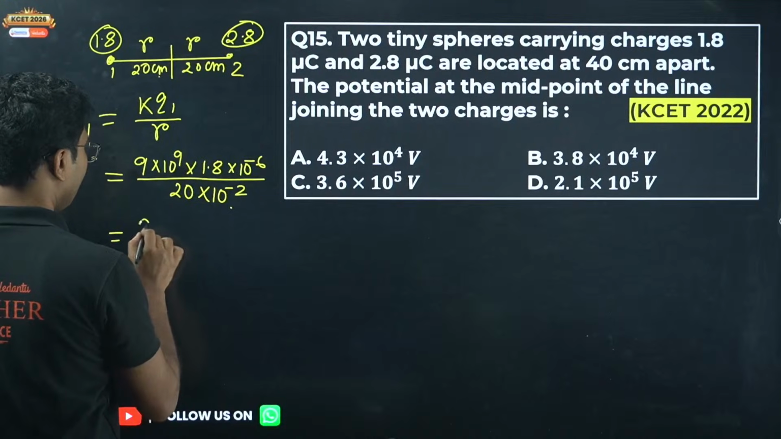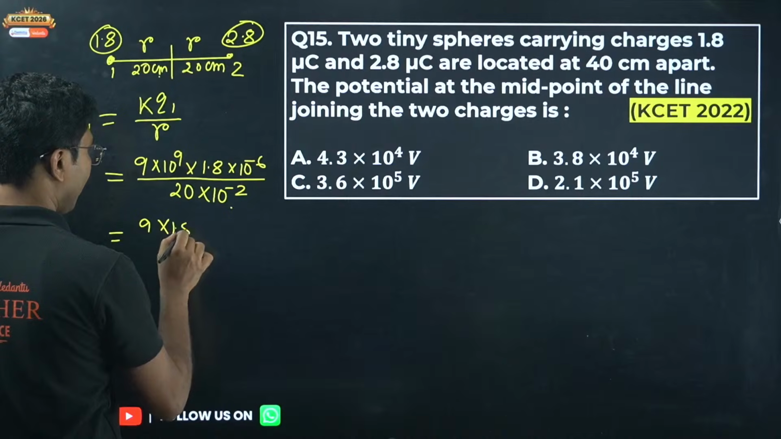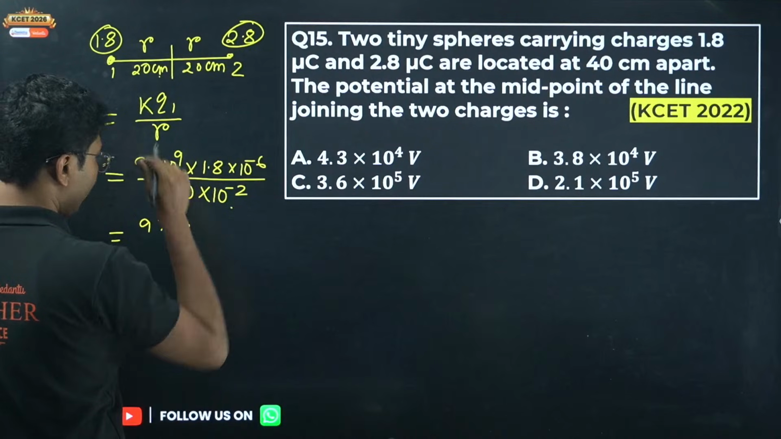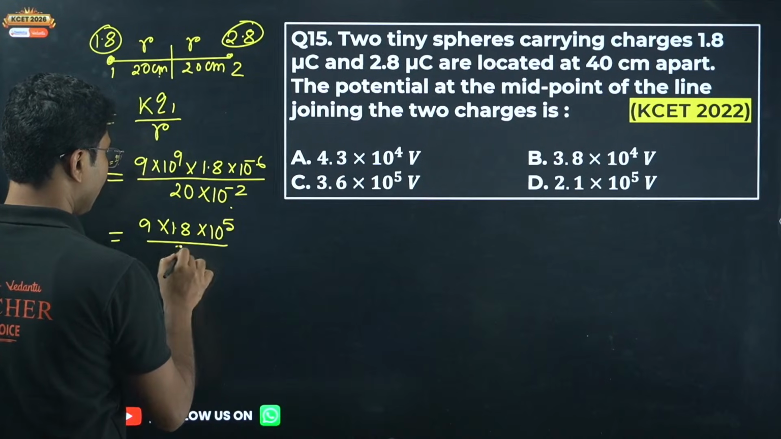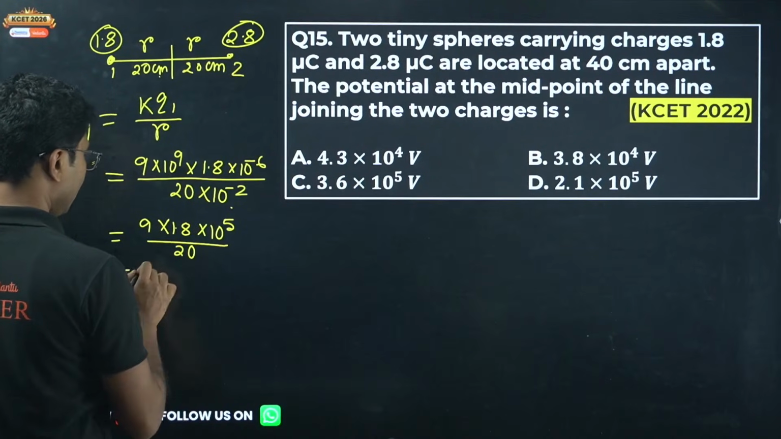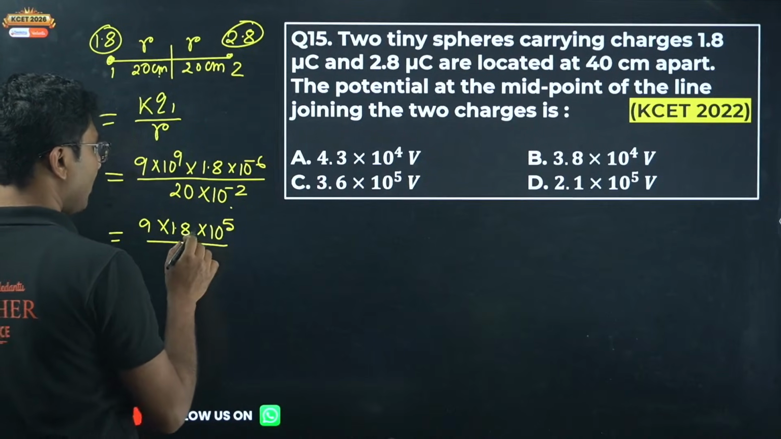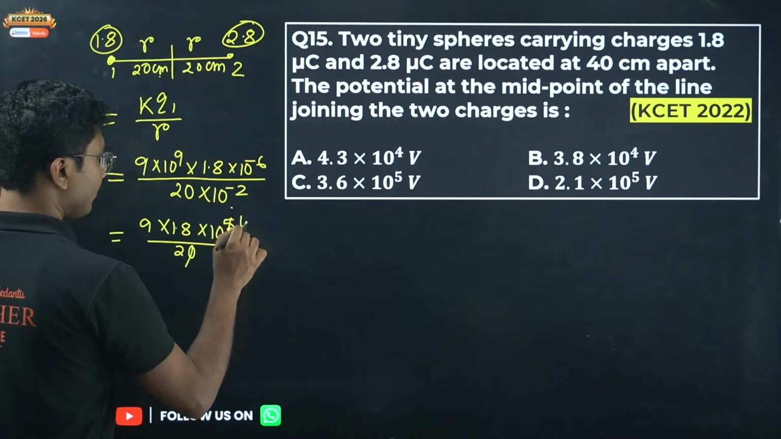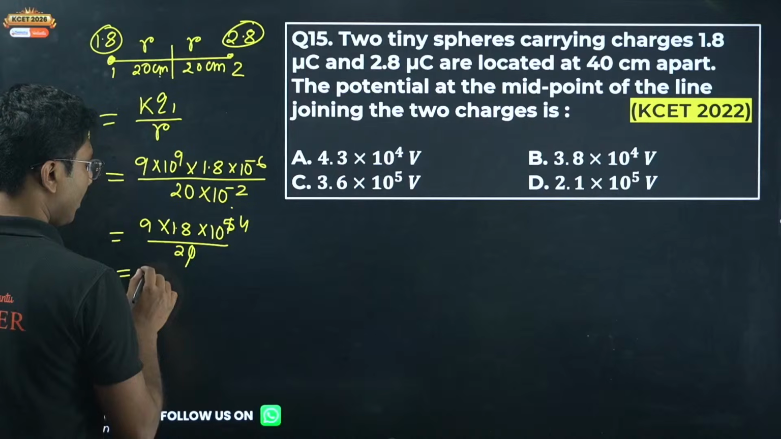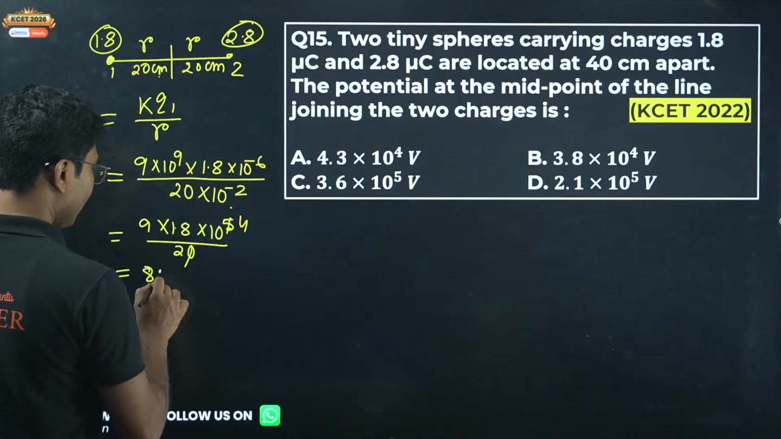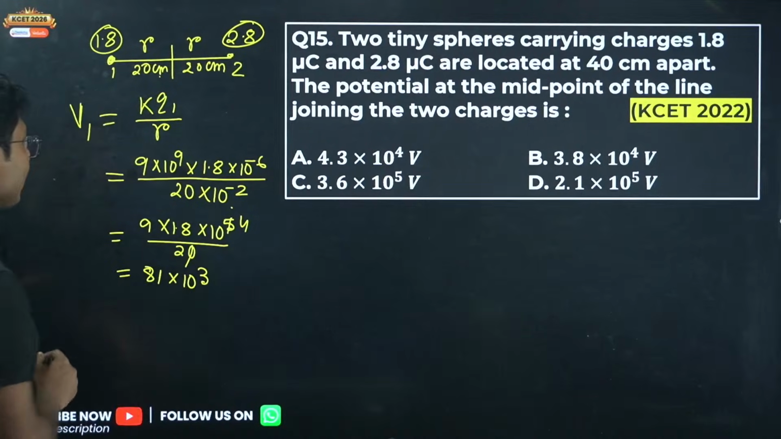Now simplify. So 9 into 1.8 into 10 to the power of 11, 10 to the power of 5, divided by 20. Let's simplify, 10 to the power of 1, 0 cancels, we get 0.9, so 0.9 means 10 to the power of 3, so 81 into 10 to the power of 3. So this is the potential due to 1.